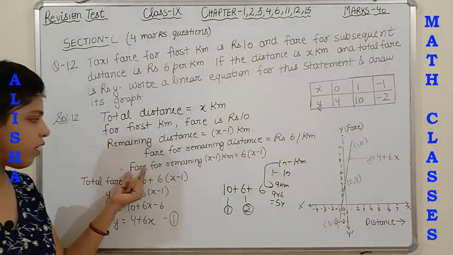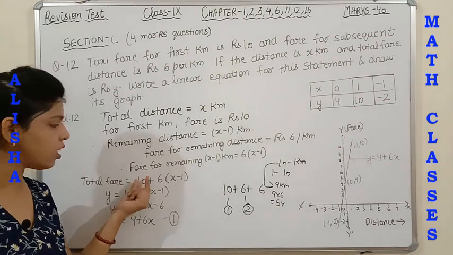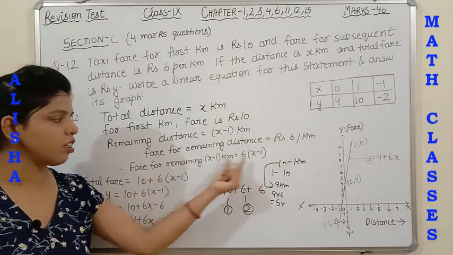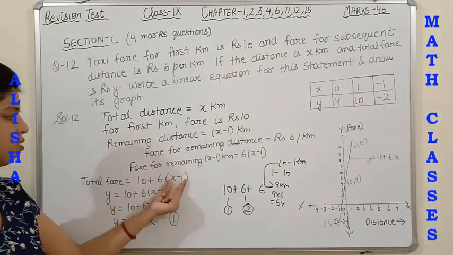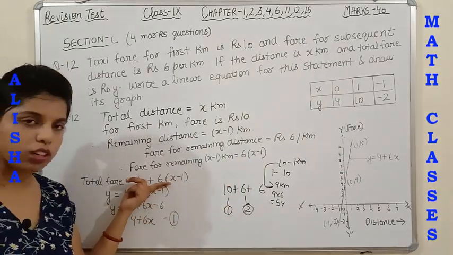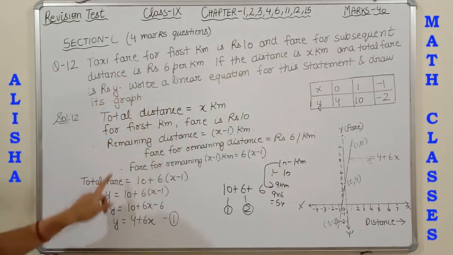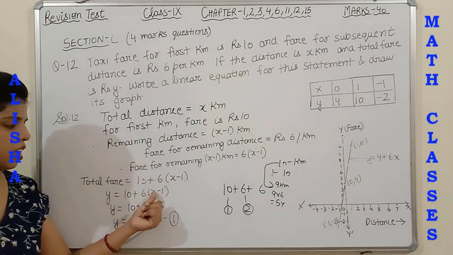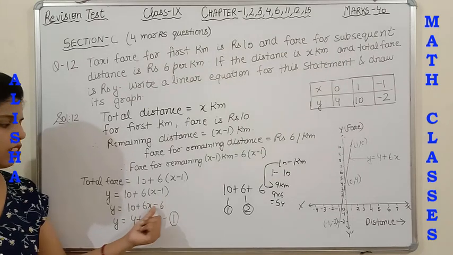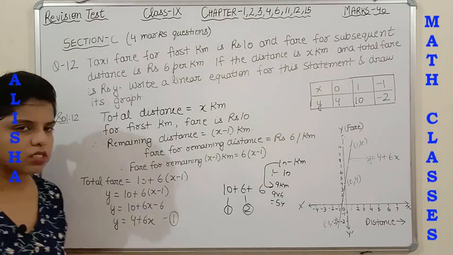So the total fare for this will be 10 rupees for the first kilometer, and the remaining fare is for the remaining distance x minus 1, it is 6 into x minus 1. So this will be the equation for the total fare. But in the question also it is given total fare is rupees y. So y is equal to 10 plus 6 into x minus 1. Open this, it will become 6x minus 6. 10 minus 6 is going to be 4. So the equation is y is equal to 4 plus 6x.